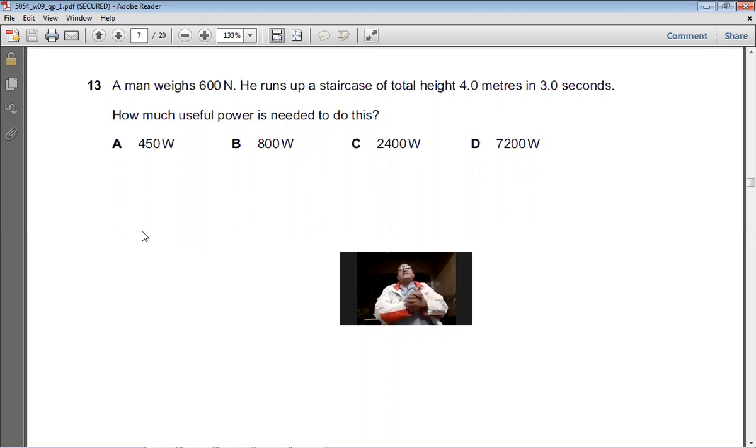A man weighs 600 Newton. He runs up a staircase of total height 4 meters in 3 seconds. How much useful power is needed to do this? You see, the man is going vertically upward by the staircase. So the total vertical height he will gain will be 4 meters in 3 seconds. So the work done will be weight multiplied by the vertical height you gain. And then if you divide it by the time, you will get the power. So they are asking how much useful power is needed to do this. It will be the weight of the man multiplied by the vertical height divided by the time taken.